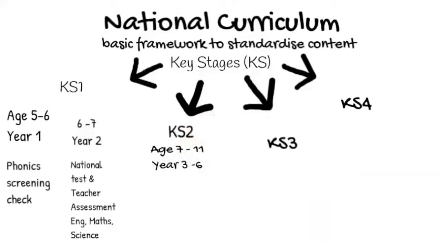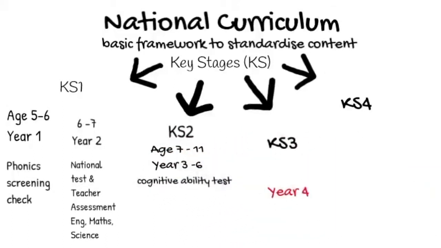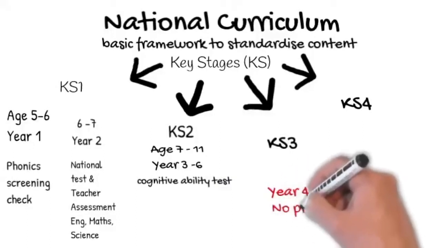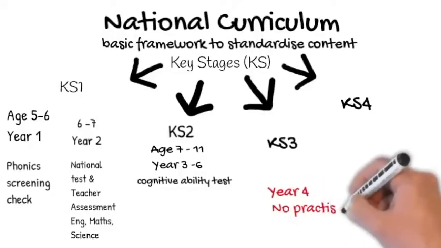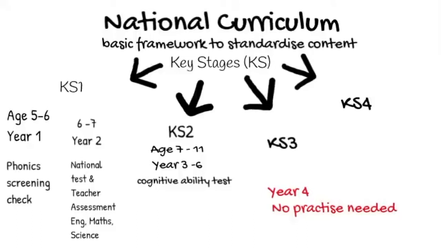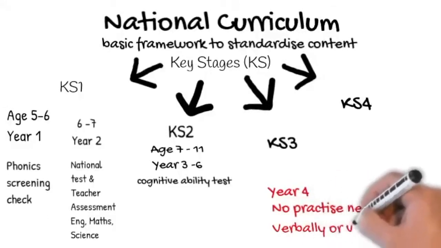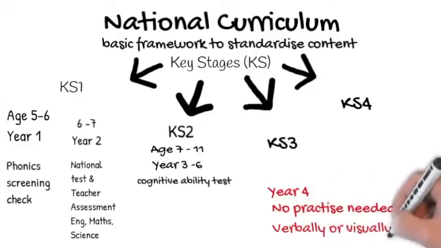KS2 will run from Year 3 to Year 6, and there will be 2 tests. The first one is a cognitive ability test, which will be done in Year 4. This will test how well a student can think about tasks and solve problems using a range of different questions. The test doesn't require any prior knowledge, and is not something that you need to learn. The questions are generally similar to verbal and non-verbal questions. The results will help determine which way a child learns best, like verbally or visually.